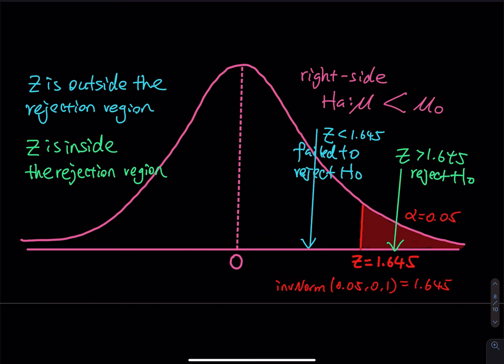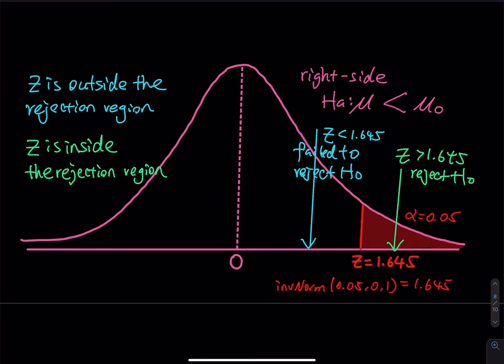What is the corresponding p-value of the blue Z? The corresponding p-value is from the blue cut all the way to positive infinity, and it is certainly greater than the rejection region. So that's why if you have a blue Z, the Z is less than 1.645, and its corresponding p-value is greater than alpha. Therefore, you fail to reject the null hypothesis. So that's for the right-sided test.